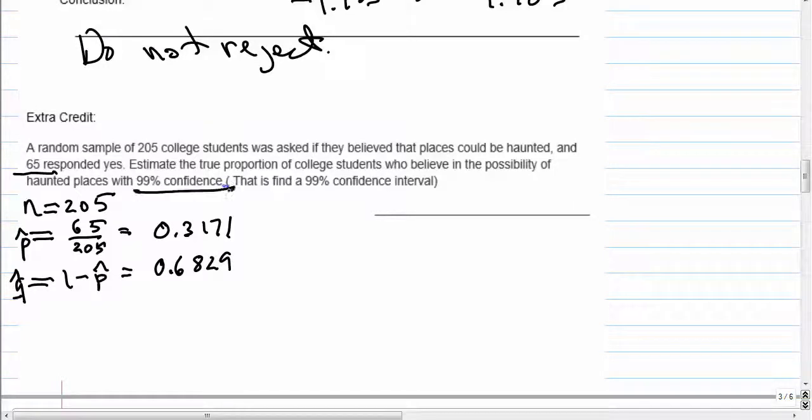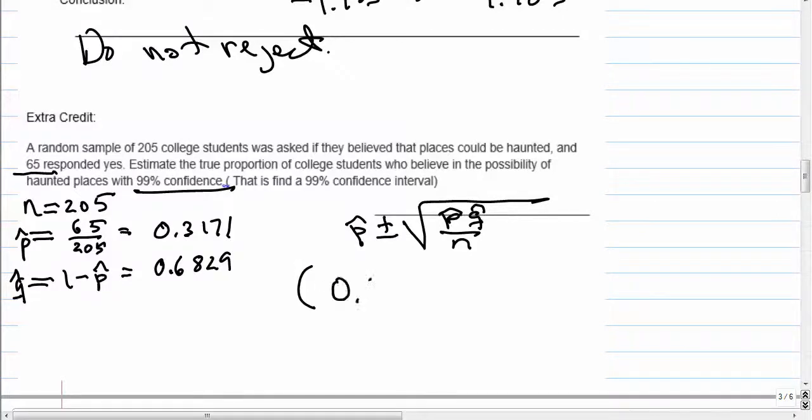Once again, we're trying to find a confidence interval, a 99% confidence interval. The formula for the confidence interval associated with a proportion is p hat plus or minus the square root of p hat q hat divided by n. That's the formula. We know what p hat is. We know what q hat is. n is 205. Plug your numbers in. Do the math. And you're going to come out with an interval that is 0.233, comma 0.400. Or somewhere very close to that, depending on how much you've rounded, okay?